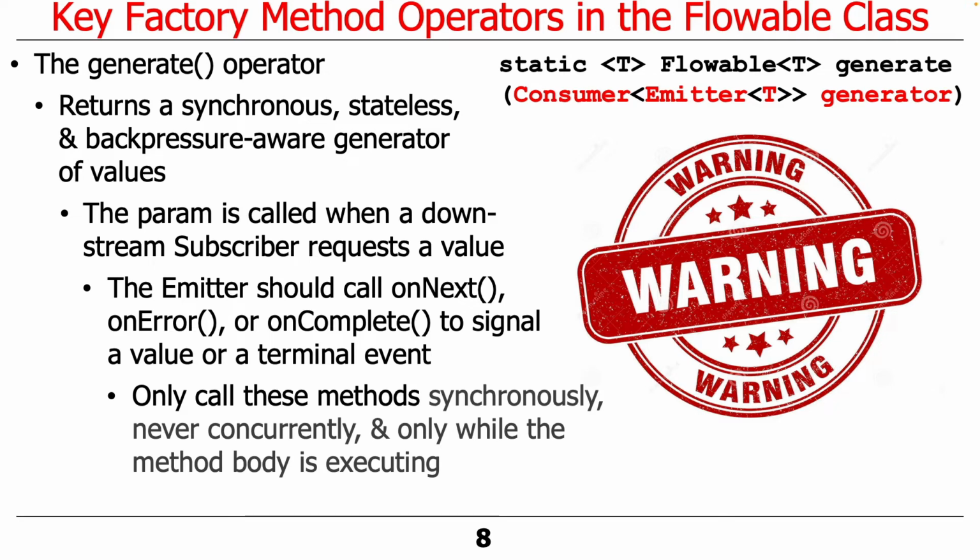One thing to remember with this, these methods should only be called synchronously. Now, they can be called in a background thread, but they should be called synchronously in the sense that one thread should call all the onNext events. The same thread should call the onError or onComplete event if they need to occur. And they should not be called from separate threads concurrently because they don't have any way to synchronize. They don't have a thread-safe mechanism built in. And you should only call these while the method body is executing. And that's handled for you. You pass in this consumer and then the things get done behind the scenes.